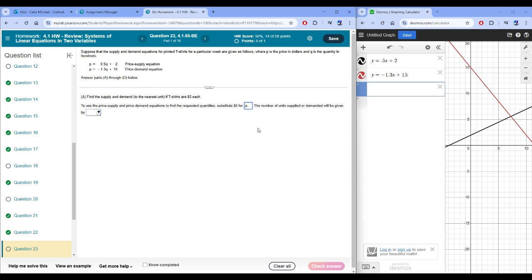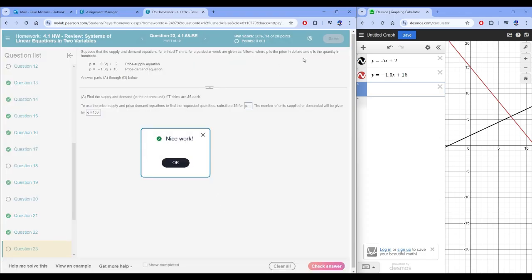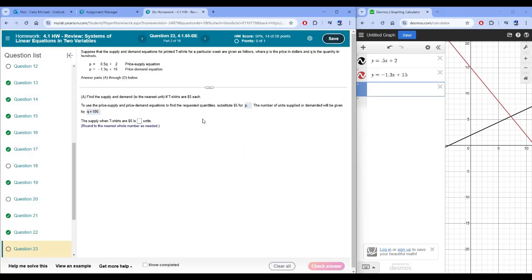The number of units supplied or demanded will be given by Q. To use the price supply and price demand equations to find the requested quantity, substitute $5 in for P. The number of units supplied or demanded will be given in hundreds, so Q times 100, because Q is the quantity in hundreds. The supply when the t-shirts are $5.